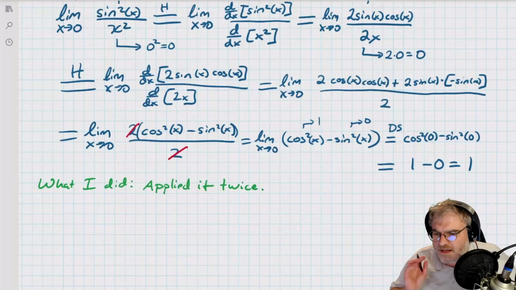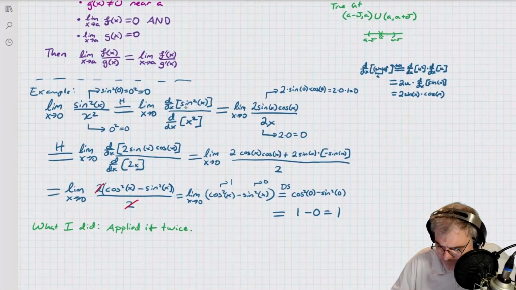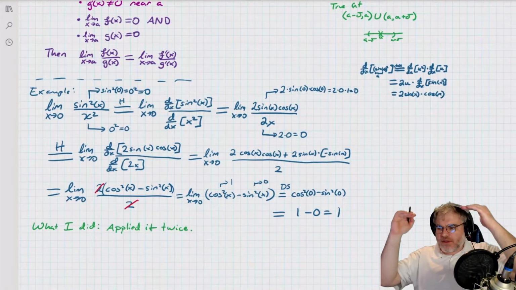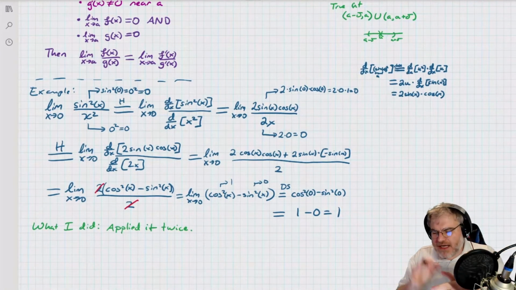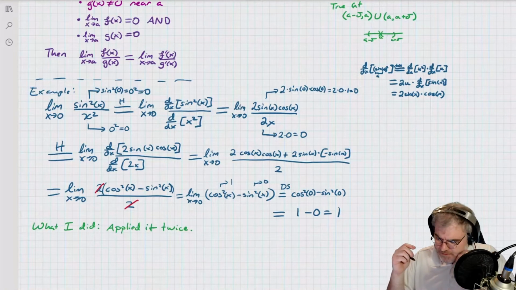Okay. Couple little things here. Notice I don't use the quotient rule here, right? I evaluate this as the derivative of the top over the derivative of the bottom. I don't take the derivative of the whole thing. I take the derivative of the top and the derivative of the bottom separately. Okay? So make sure you're doing that.